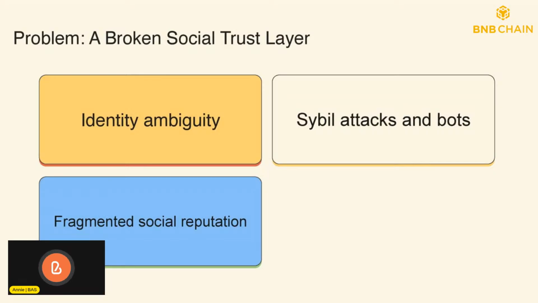First, identity ambiguity: is the person you are chatting with a human or just a well-trained LLM? Secondly, Sybil attacks and bots are flooding every platform, from airdrops to DAO votes. Third, social reputation today is fragmented, so there is no unified, verifiable way to prove trust, contribution, or history. To move forward, we don't just need more content or better UX. We need a new foundation: a verifiable identity and reputation. That is what BAS is here to solve.